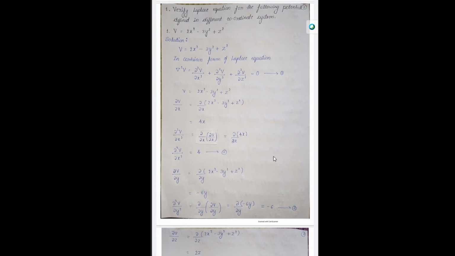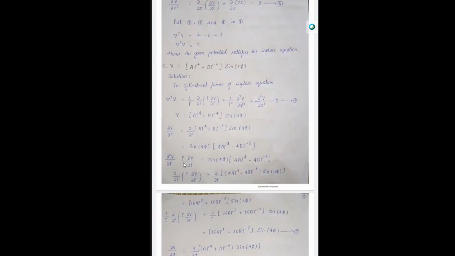In equation 1, we have dou square v by dou phi square multiplied by 1 by rho square. So first, what can you differentiate? The potential with respect to phi. All the rho terms are constant here, you keep them as they are. Sine 4 phi differentiation is what? Cos 4 phi into 4.